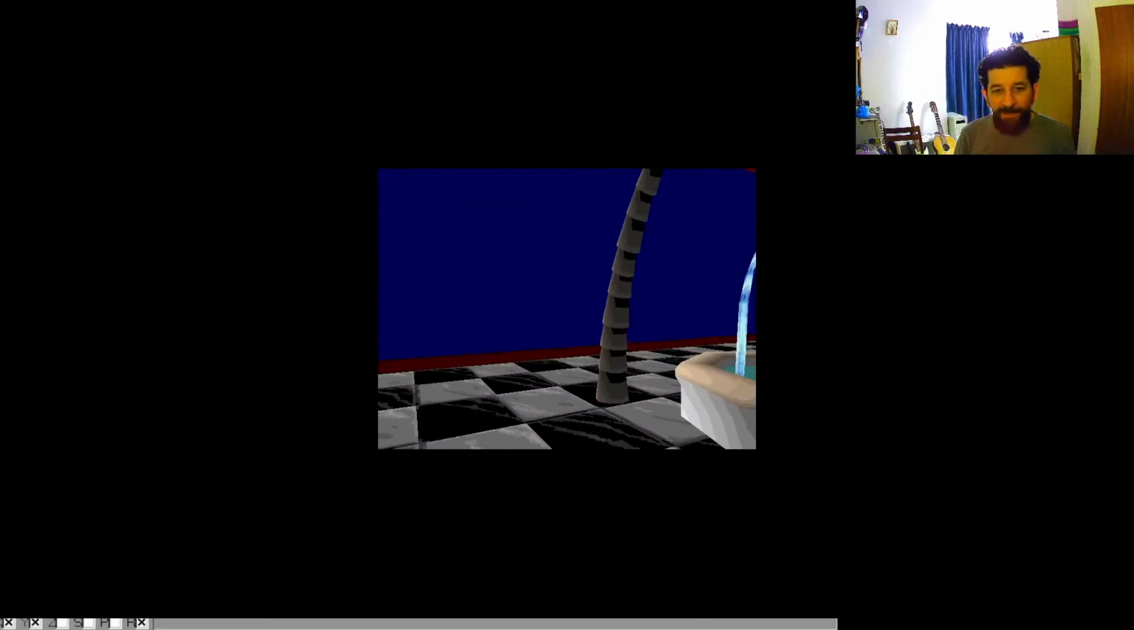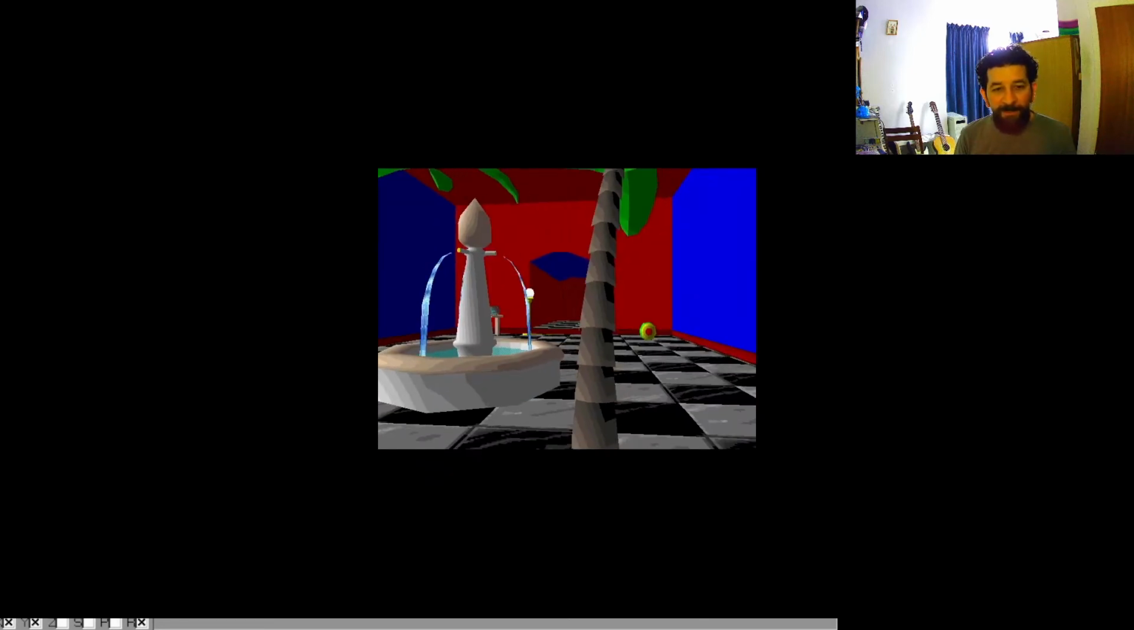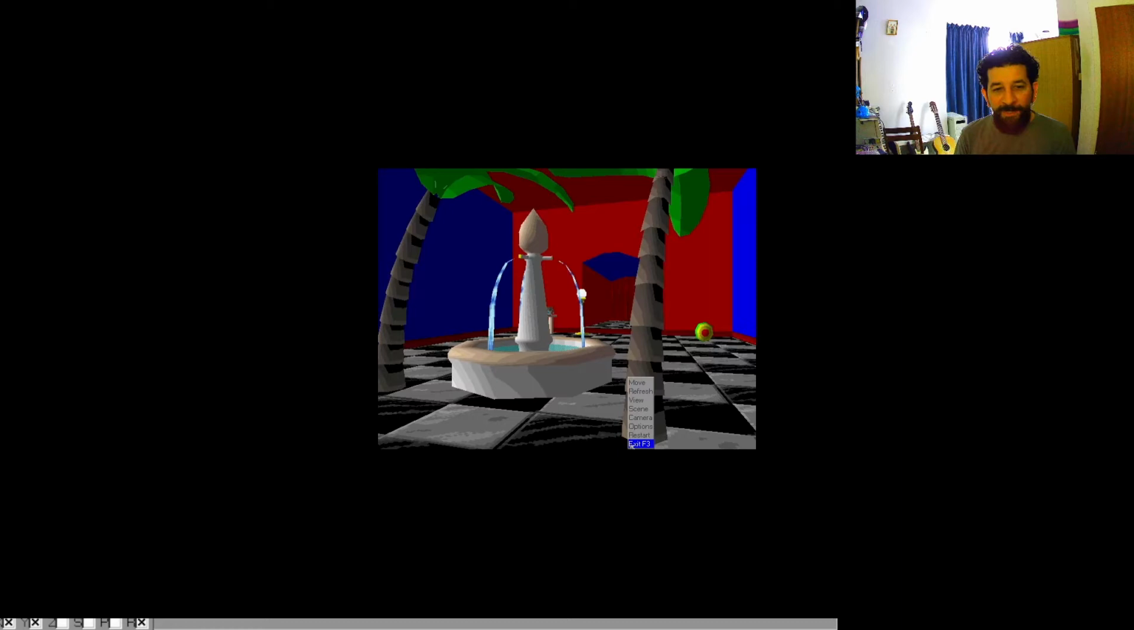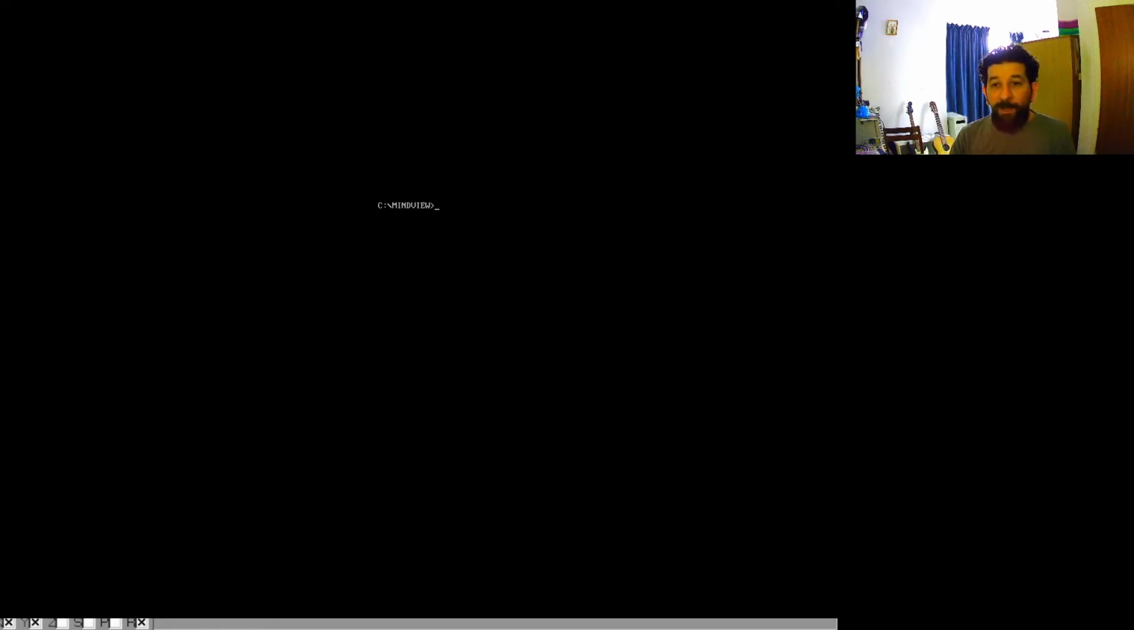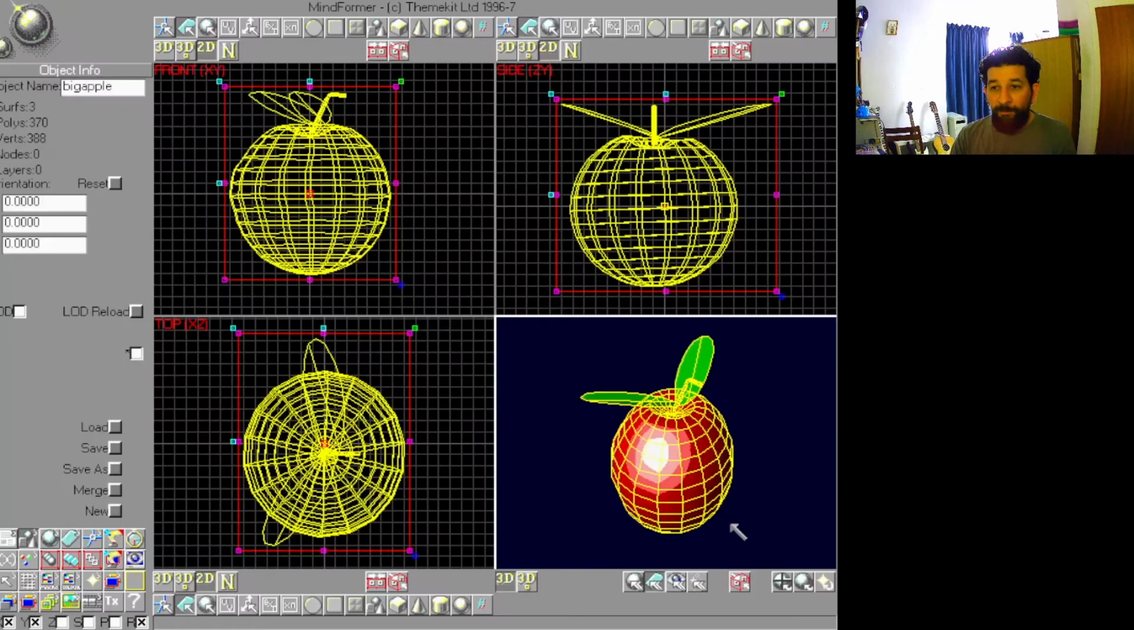So at any rate, this is MindViewer. This is the software that we worked on at Themekit, and like I said, we did make some updates to this. We did move it to Windows. We had a choice. It was a bit difficult at that time. It was a bit of a Wild West situation in terms of hardware acceleration.